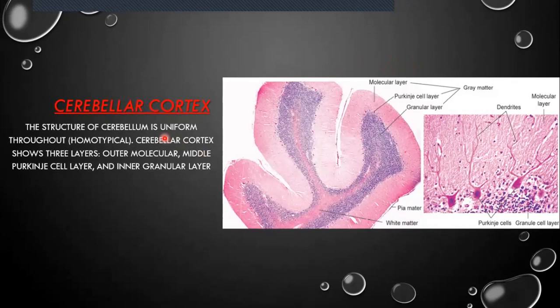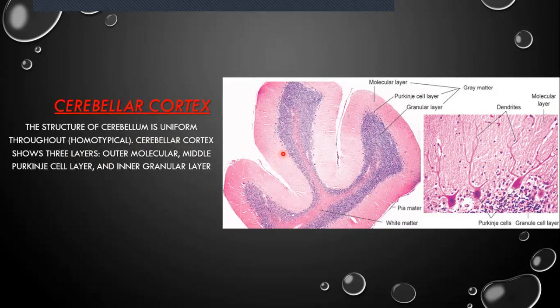Now let's look at the cerebellar cortex. The structure of the cerebellum is uniform, or homotypical. It is uniform throughout. The cerebellar cortex shows 3 layers: outer molecular, middle Purkinje cell layer, and the inner granular layer. And here they are. This is the outer molecular layer.